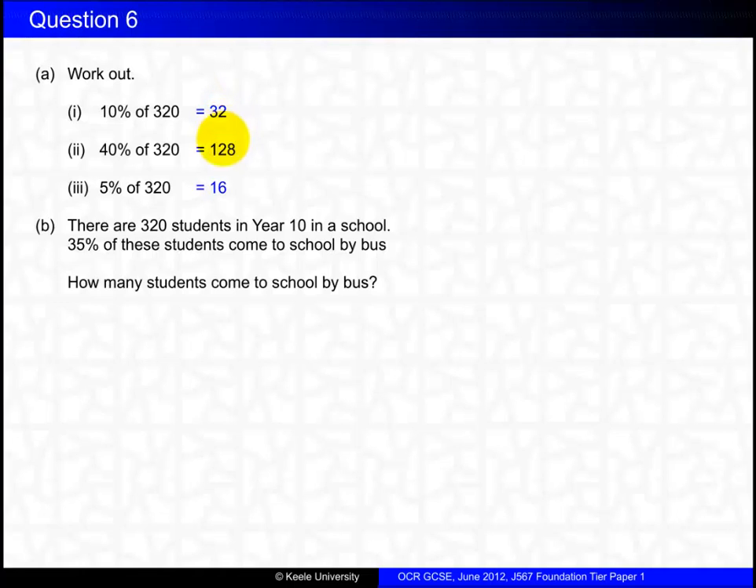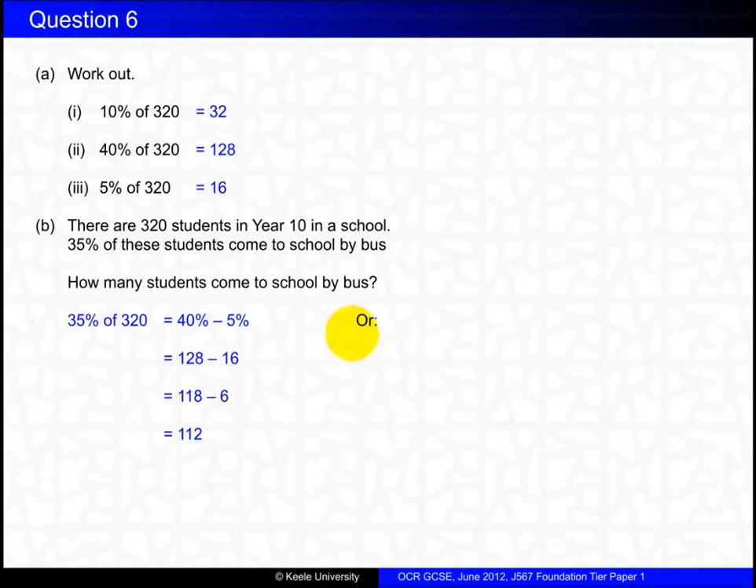Part A. We can say that 35% of 320 is equal to 40% of 320 minus 5% of 320. Then using these answers, we get 128 minus 16. 128 minus 10 will be 118, and then we've got to subtract the 6, giving us 112.